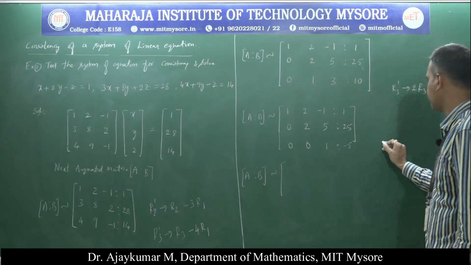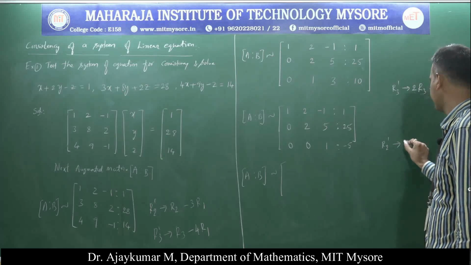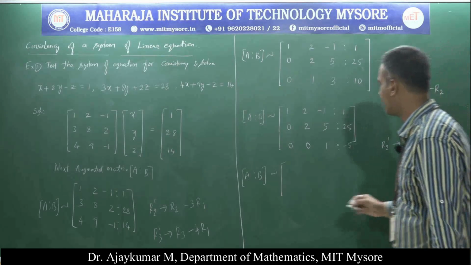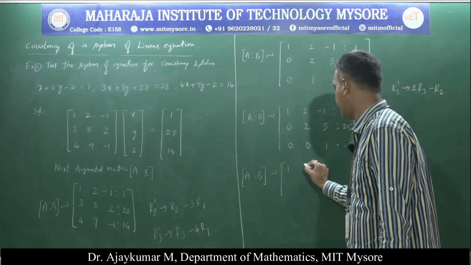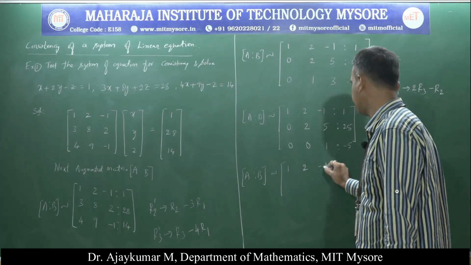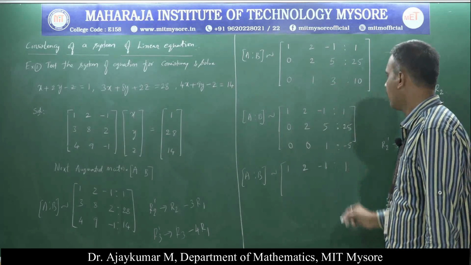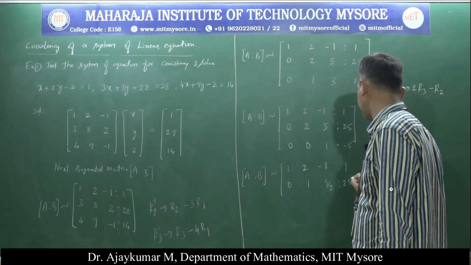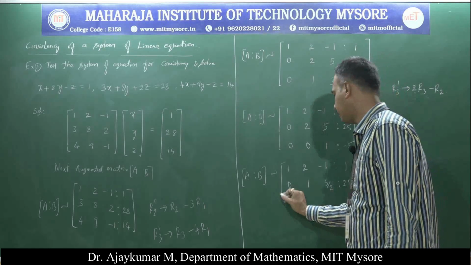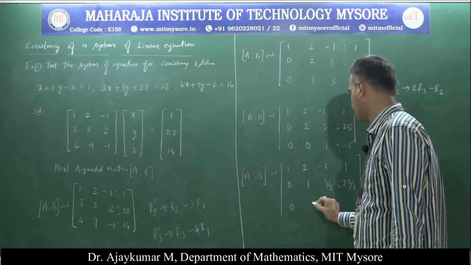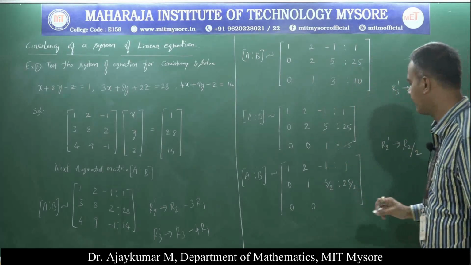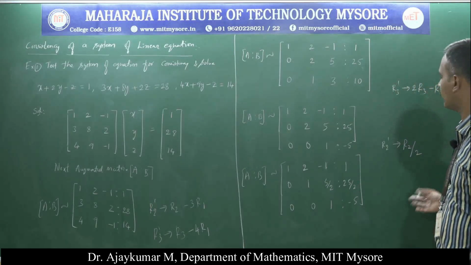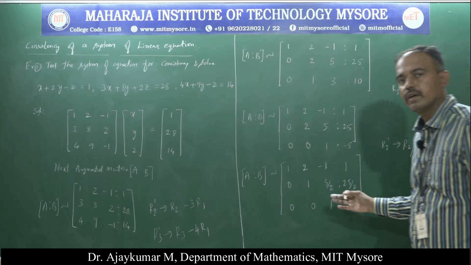We apply the transformation in such a way that R2 dash changes to R2 divided by 2. R2 divided by 2 means here, first row no changes, same as it is. Now the second row is 0, 1, 5 by 2, 25 by 2. Now the next one is 0, 0. Now the next one here is 1, minus 5.